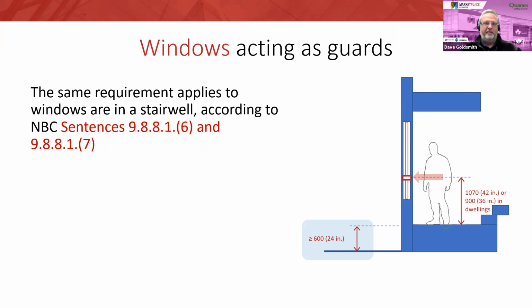And we are borrowing from these sentences to get our 1070 and 900 millimeter requirements for windows in walls that need to meet guard loads. Because the language regarding windows and walls that need to meet guard loads is not specific to this type of information, but it stands to reason that the same principles that apply to windows and stairwells should also apply to windows and walls that need to act as guards.